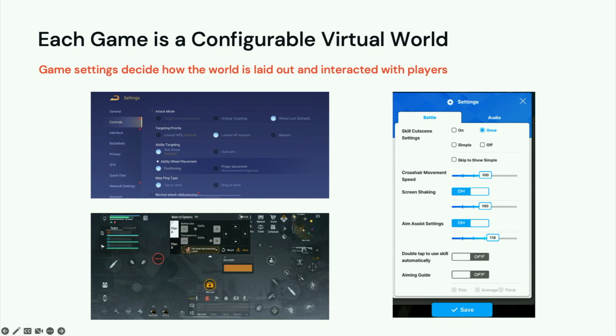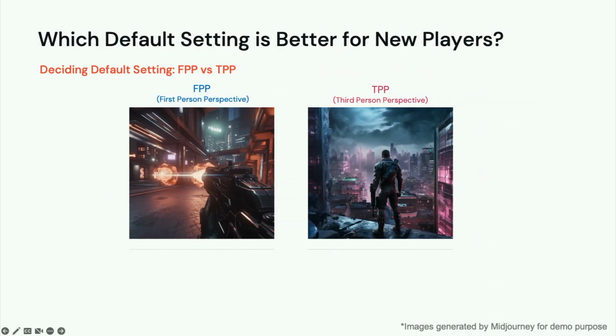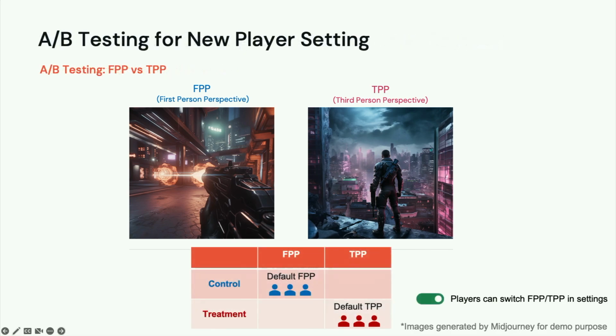That's very important, especially for new players. They can be very sensitive. And the question is, which default setting is optimal? To be specific, which default setting can be better for our new players? Here is one concrete example. Imagine a shooting game. We can either display the game from a first-person perspective, or we can display it from a third-person perspective. And for business, we want to know which one is better for new players.